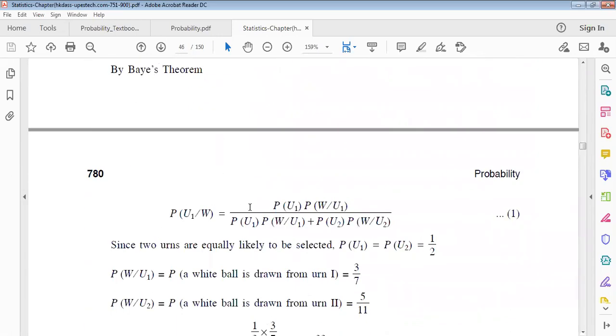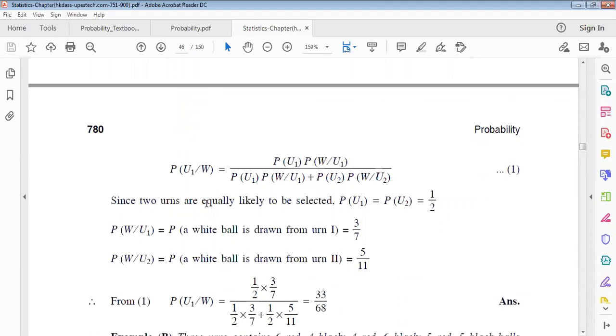Now by the Bayes theorem, we can write this: U1 for the first term, and if it is white, then the probability is this.